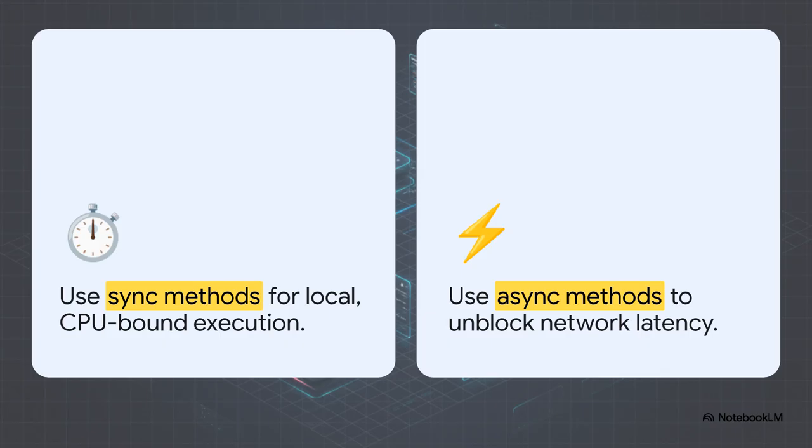For local CPU-bound tasks, you use standard synchronous flows with run and step. But for network calls, you switch to their non-blocking variants, arun and astep. This simple swap allows your server to handle thousands of concurrent agent workflows without locking up the whole system while you wait for tokens to generate.